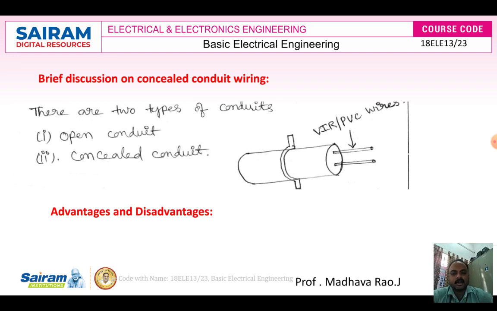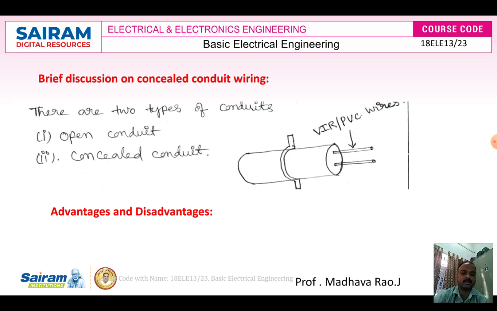Coming to the advantages of the concealed system: it looks good, as it will not appear outside. It is a neat and clean system which looks good. And one more advantage is that fire hazards will be eliminated. Suppose the wires are placed on the wall and somebody goes and removes and inserts the wires, then fire hazards can occur. Those things you can eliminate in the concealed system.